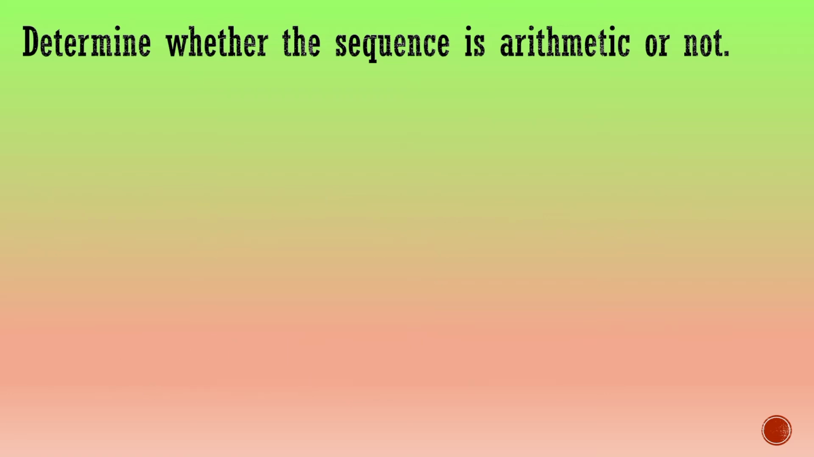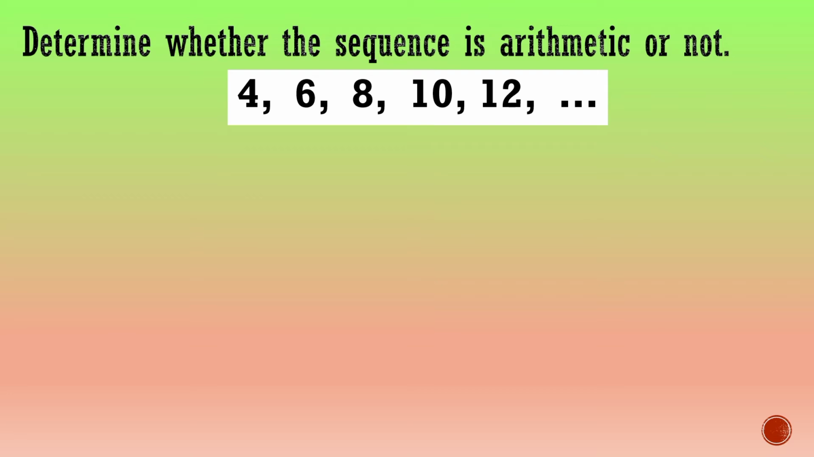Next, another example. 4, 6, 8, 10, and 12, and so on. Our first term is 4. Second term is 6. Third term is 8. Fourth term is 10. Fifth term is 12. Okay, let's get the common difference. Let's determine the difference of each term.